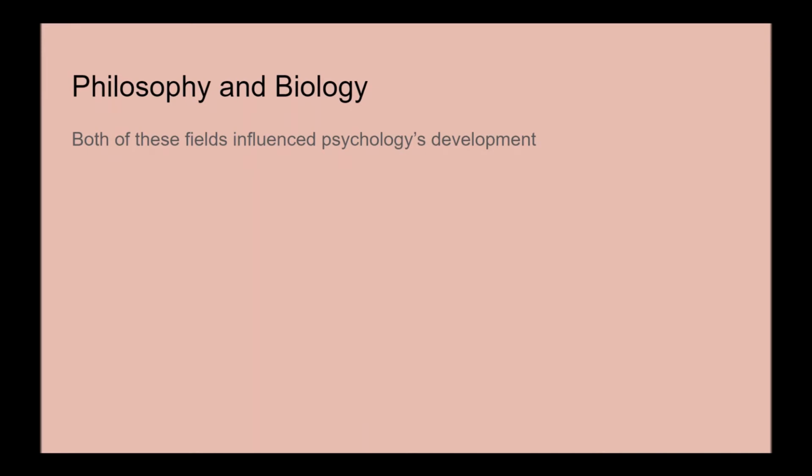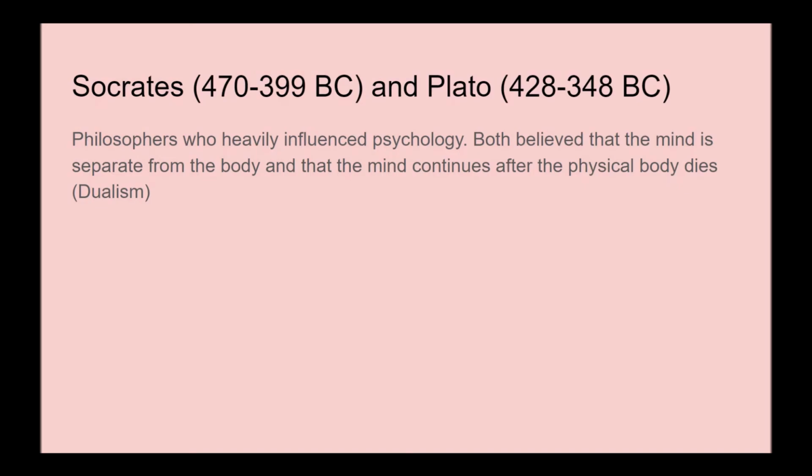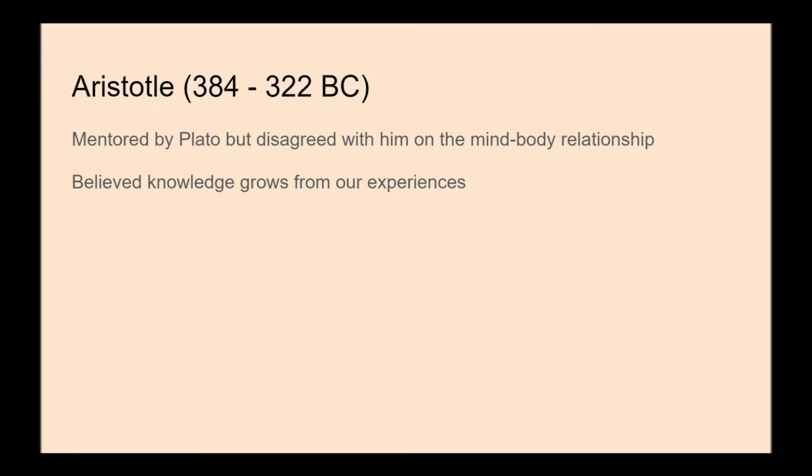Philosophy and biology both influence psychology's development, which leads into a conversation about Socrates and Plato. These both are philosophers who heavily influence psychology, and they both believe that the mind is separate from the body and that the mind continues after the physical body dies. This is a concept known as dualism. So they were dualists.